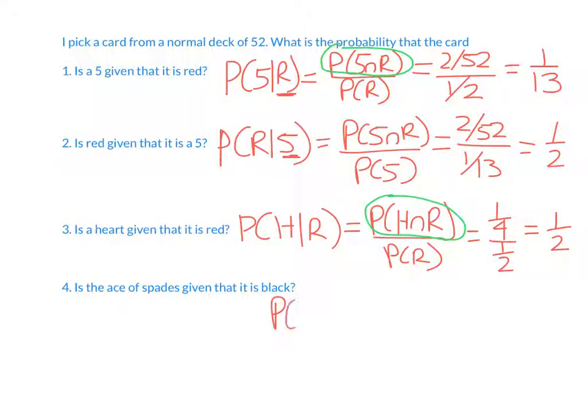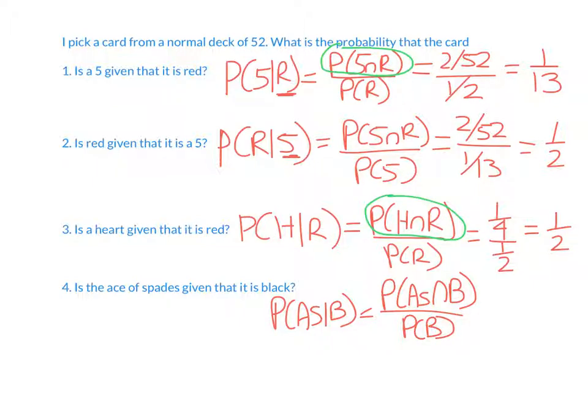The probability that I get an ace of spades given that it's black. So that's the probability I get both over the probability of the second one. The probability of an ace of spades and black, well, that's similar to the previous example. That's just the probability that the card is the ace of spades, which is 1 over 52. There's 1 ace of spades in the deck. The probability that the card is black is a half. So then I should get 1 over 26. And that makes sense, because if I know the card's black, I have 26 choices. There are 26 black cards, and one of them is the ace of spades.